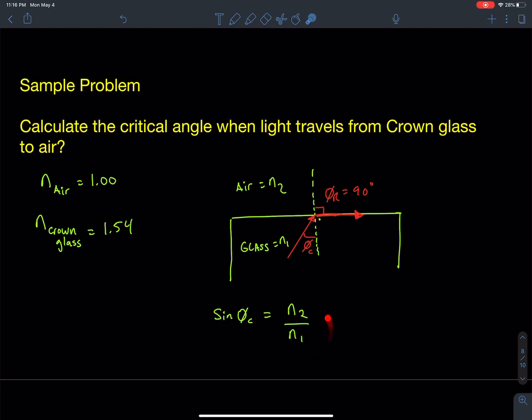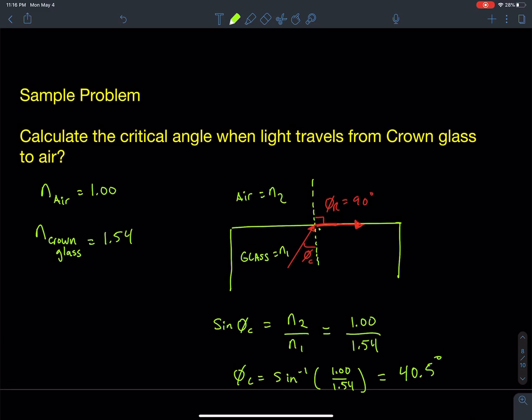So by applying this formula, sine theta critical is equal to n2 over n1. n2 in this case is 1.00. n1 is going to be 1.54. So theta c is equal to the inverse sine of that, which in this case is going to be 40.5 degrees or so. Yeah, 40.5 degrees.